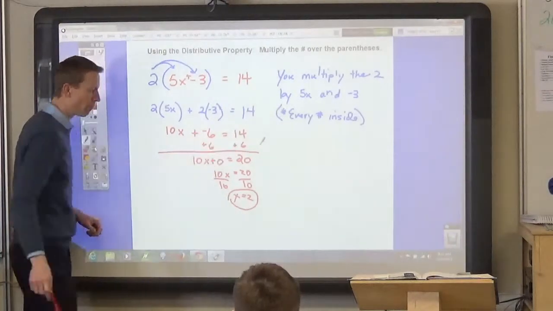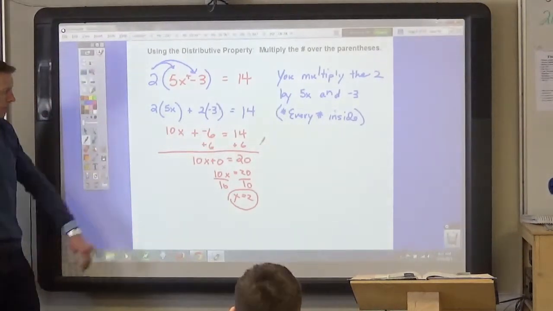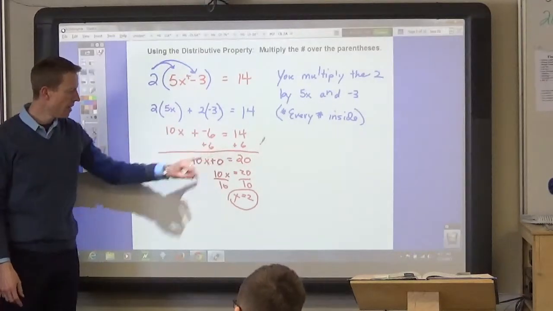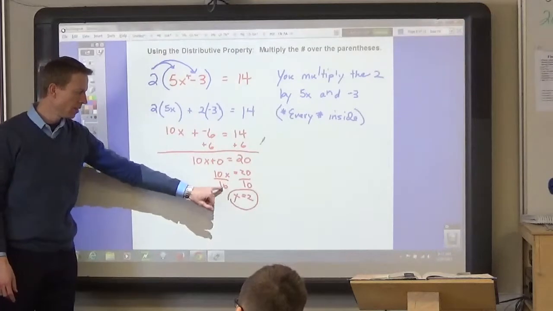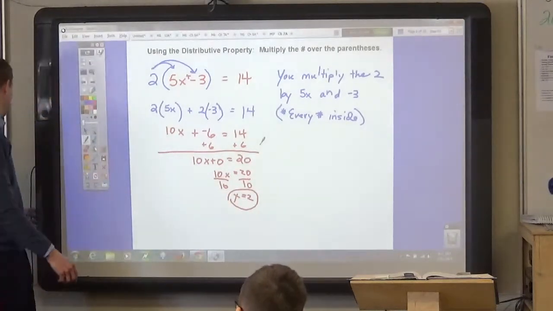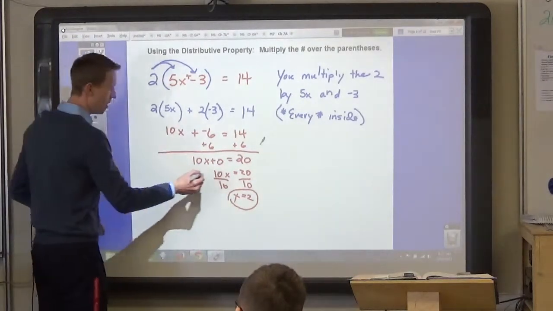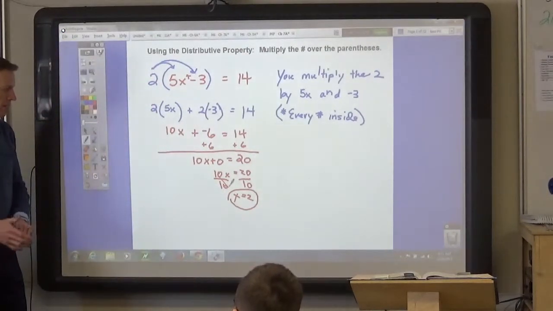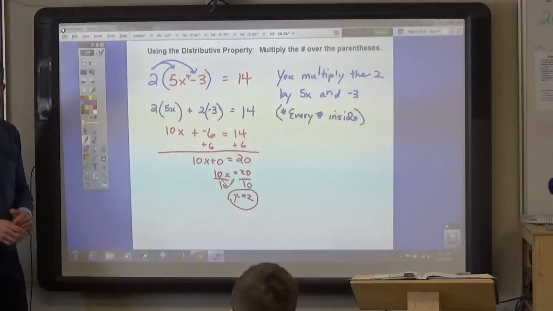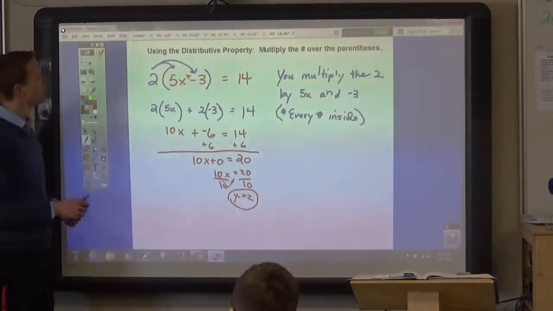And now we can simplify it and solve it. Add 6 to both sides. So 10x plus 0 equals 20. Divide both sides by 10. Cross off the reciprocals. And x is 2. Right? Let's do some practice.